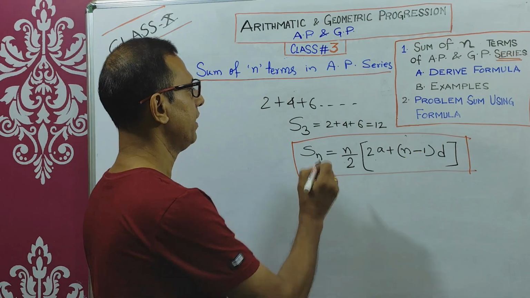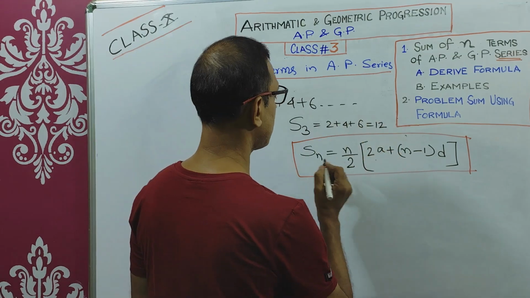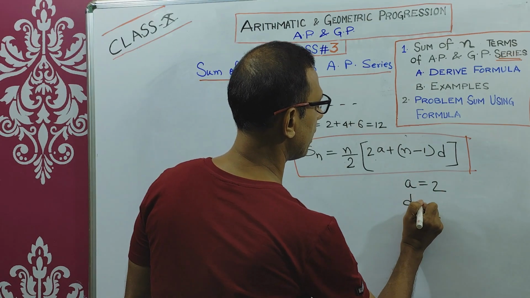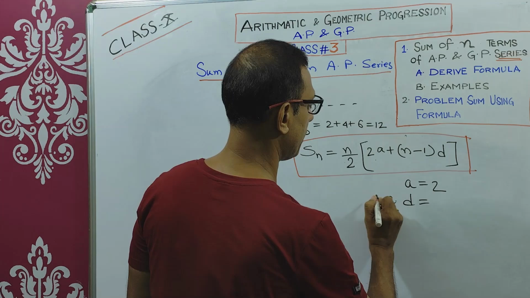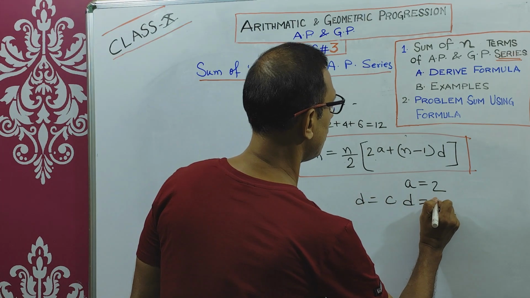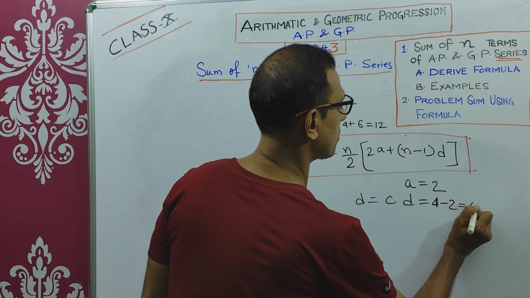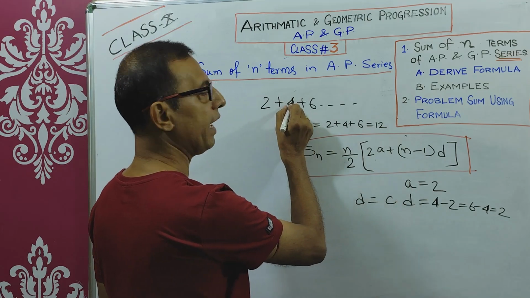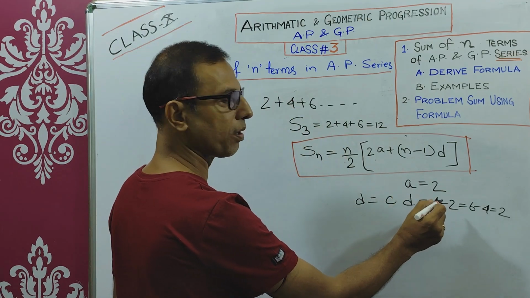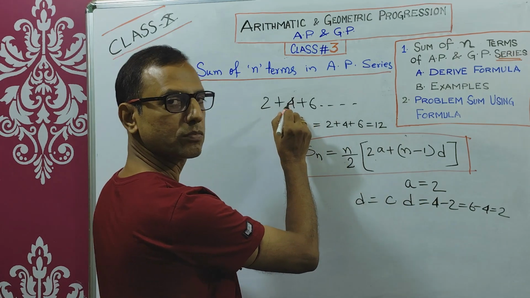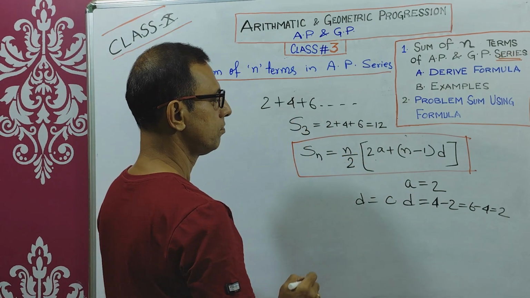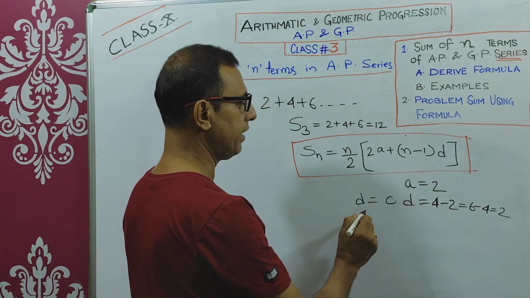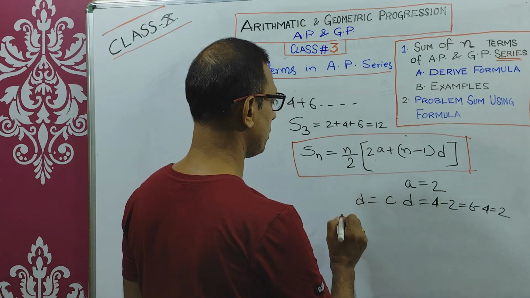Now, let's say the first three terms sum to 12. So what is the value of a? The first term a equals 2. What is the value of d, the common difference? d equals 4 minus 2 equals 6 minus 4, which is 2. You don't need to write it down like this. The common difference between any two consecutive terms, you take the difference. So what you need to do is find the first term and then find the common difference. Then you just put the values in here.